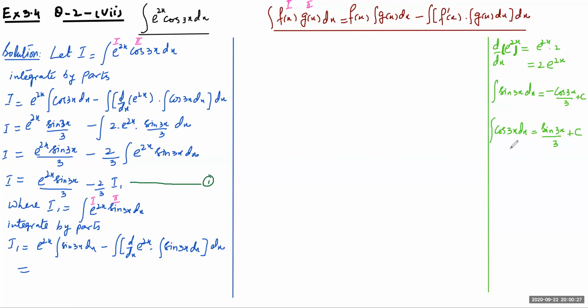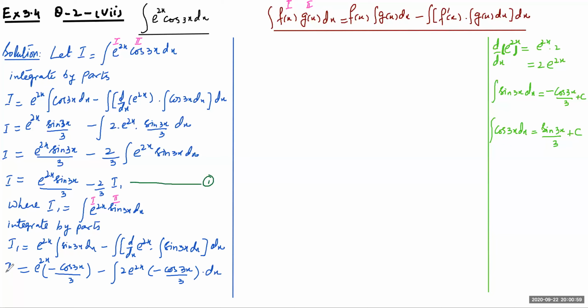Now write the results from here and you will get e to x, integral of sine 3x is minus cos 3x by 3. So I use a bracket minus integral. Derivative of e to x is 2e to x, and integral of sine 3x is minus cos 3x by 3, and then comes this dx.